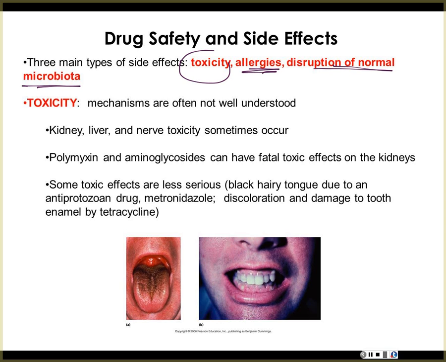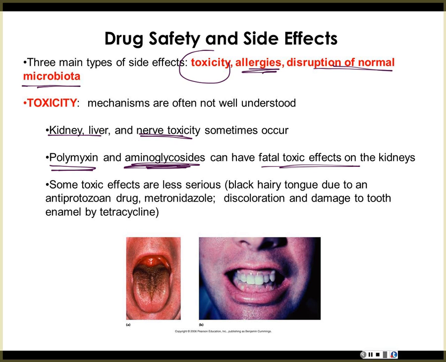A lot of times these problems occur in the kidney and the liver because they filter drugs out of the blood. And then the nervous system tends to be really sensitive to drugs as well. Because if you start killing your neurons, they don't get replaced. So the neurons in your nervous system are pretty sensitive to many drugs. Plus they're very active cells, very metabolically active. And then we just talked about polymyxin. And some of the antibiotics in this group, the aminoglycosides, can have fatal toxic effects in the kidneys, which are not so good.